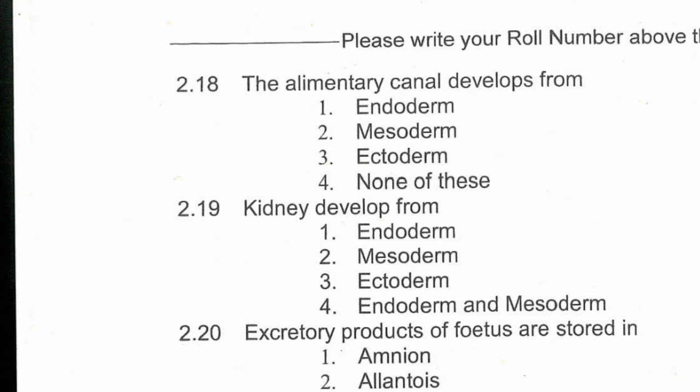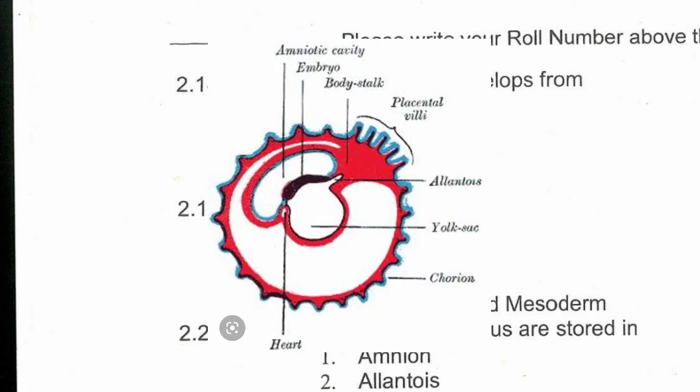Then question number 19 is kidney develops from. Options are endoderm, mesoderm, ectoderm, endoderm and mesoderm. And the answer of this question is option number 2, mesoderm. Then the last question is 20. Excretory products of fetus are stored in. And the options are amnion, allantois, yolk sac and all of these. And the answer of this question is option number 2, allantois.